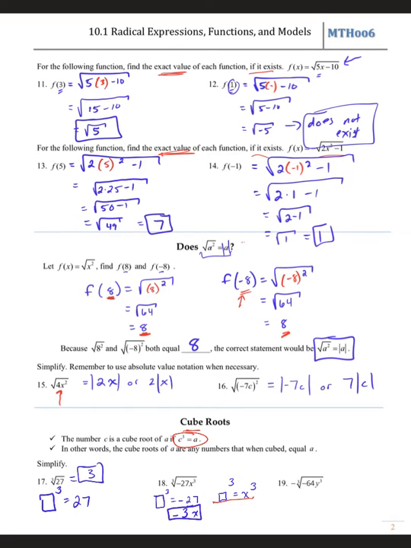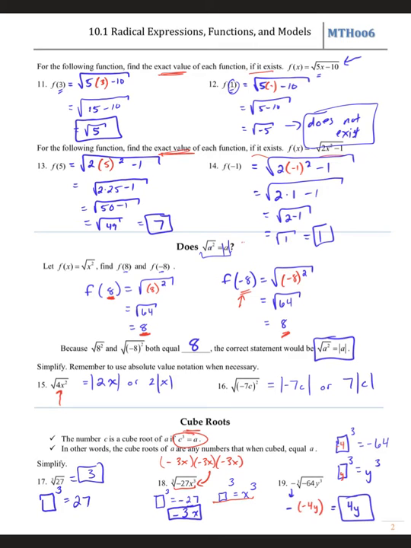And you can always check that. You say, okay, what if I take negative 3x times negative 3x times negative 3x? Do I get this radicand? And the answer here would be yes. So now what I want you to do is pause the video, look at number 19, and try that one out on your own.